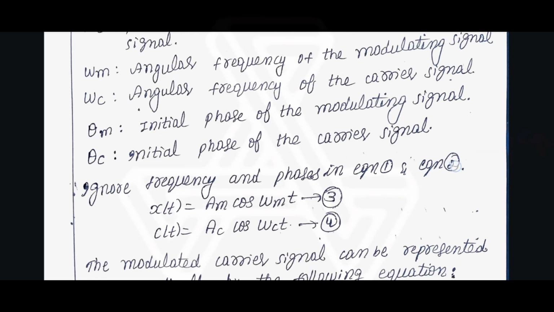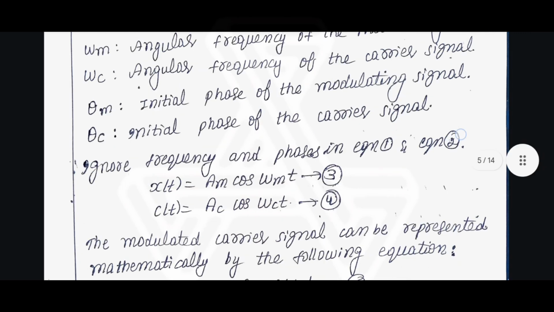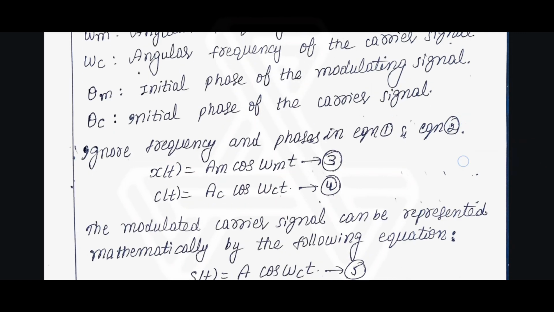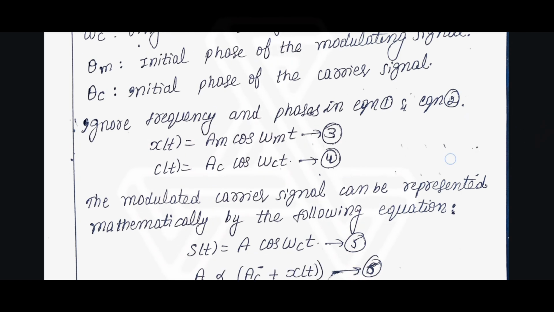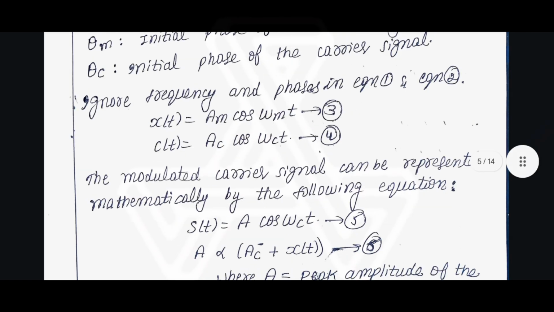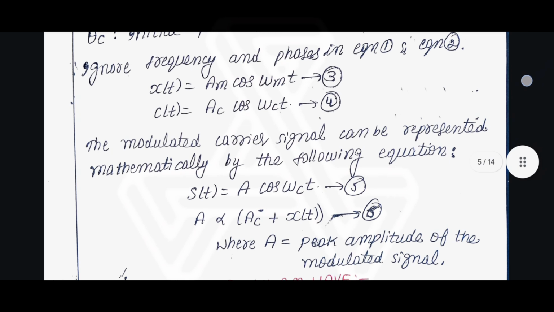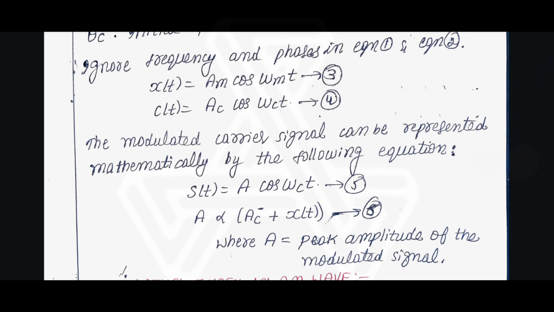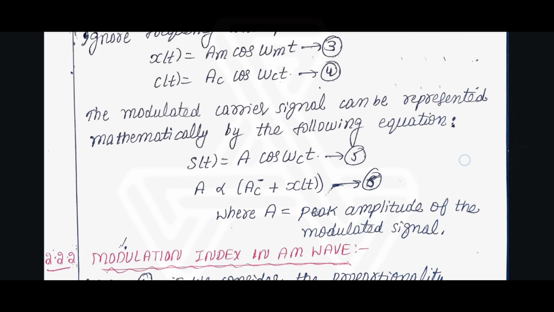Ignore frequency and phase in equations 1 and 2. We get x of t is Am cos omega mt, c of t is equal to Ac cos omega ct. The modulated carrier signal can be represented mathematically by the following equation, that is s of t equals A cos omega ct, where A is directly proportional to Ac plus x of t, and A is the peak amplitude of the modulated signal.